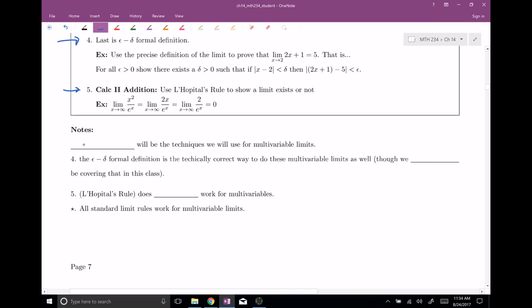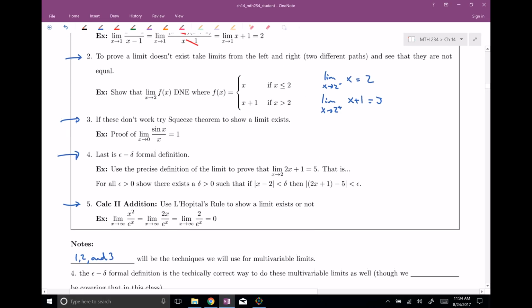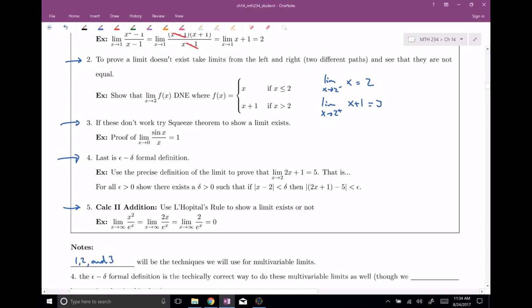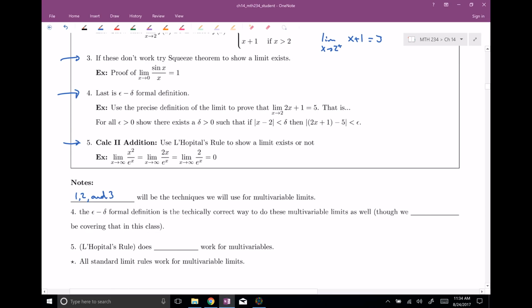So the claim is 1, 2, and 3. That is the algebra stuff, the two different paths idea showing that the left-hand limit and the right-hand limit were not equal to each other, and the squeeze theorem will be the techniques that we use for our multivariable limits. The epsilon delta formal definition is a technically correct way to do these multivariable limits, though we won't be covering this in class.